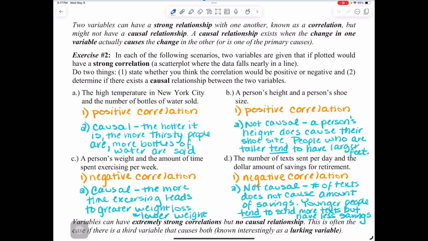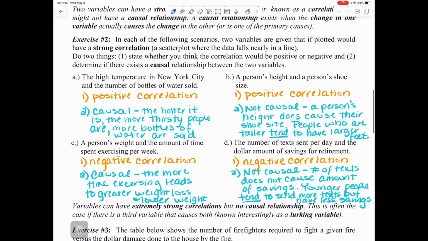Okay, so in part A, the high temperature in New York City and the number of bottles of water sold. So this should be a positive correlation. As the temperature increases, the number of bottles that are sold goes up. In the second part, is it causal or not? It is causal. The hotter it is, the more thirsty people are, and more bottles of water are going to be sold. So make sure you have the correct answer. Please add anything that you're missing from my description. So once again, that would be a positive correlation. As x increases, y also increases.